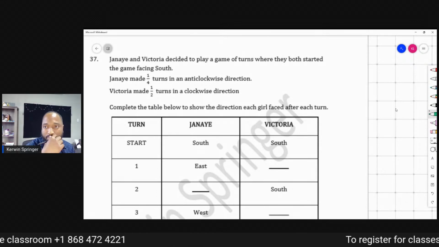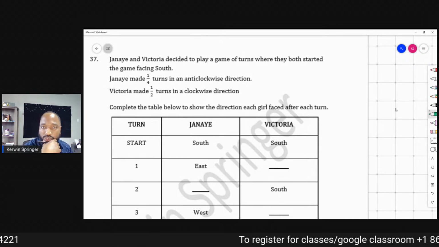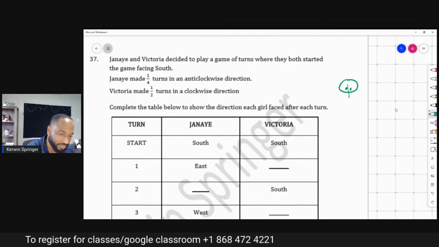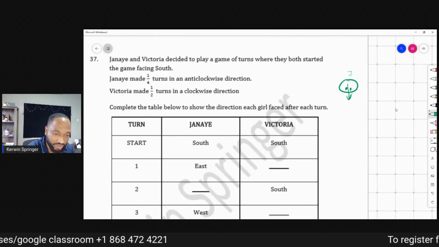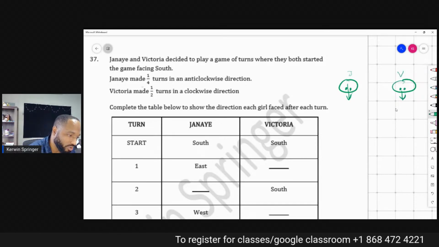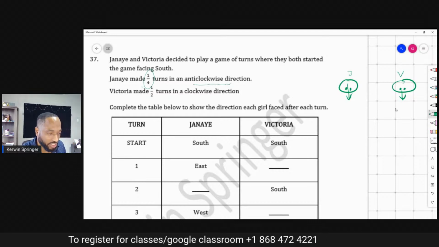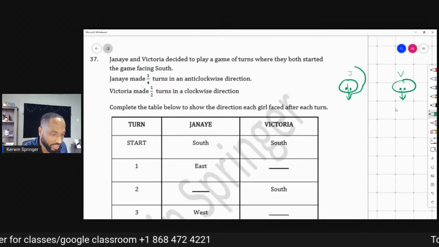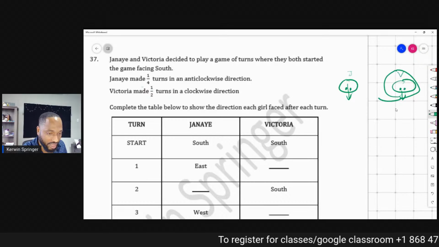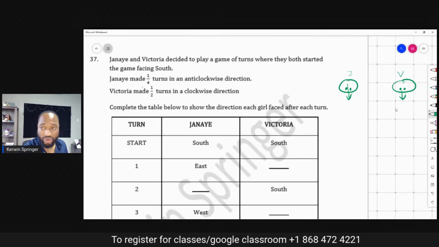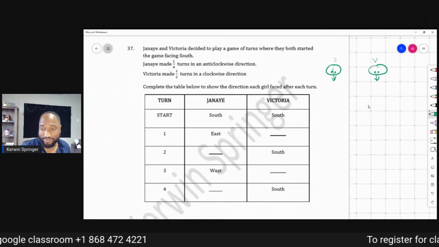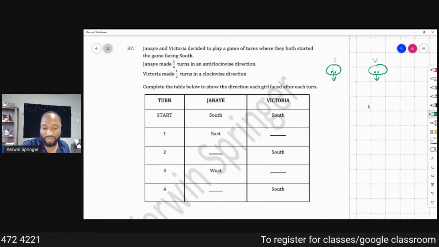Janae and Victoria decided to play a game of turns where they both started the game facing south. All right, here we go. The game of turns. This is Janae. This is Victoria. Janae made quarter turns in the anti-clockwise direction. So Janae is going quarter, quarter, quarter, quarter. And Victoria is going half, half, half, half. Complete the table. This is a game nobody plays. I went through primary school and I never played this game.